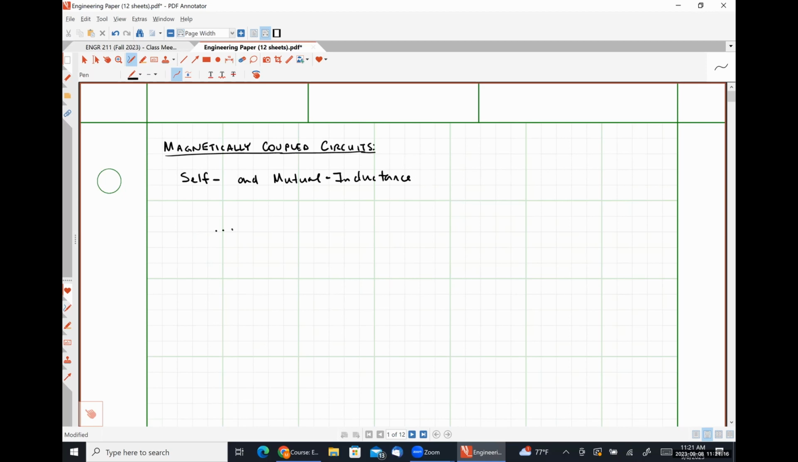A little picture here of a portion of wire connected to some greater circuit. I indicate that the current flowing through the wire, I of t, some time varying current, is flowing from left to right through the wire. What is the magnetic field going to look like for this wire? I see somebody trying to use the right hand rule, so that's absolutely right.